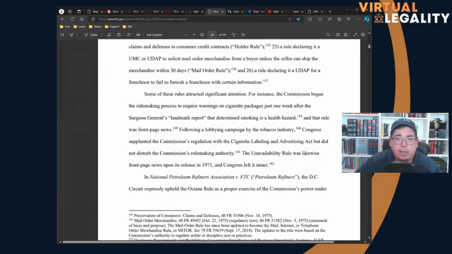For instance, the Commission began the rulemaking process to require warnings on cigarette packages just 1 week after the Surgeon General's landmark report that determined smoking is a health hazard. And that rule was front page news. Following a lobbying campaign by the tobacco industry, Congress supplanted the Commission's regulation with the Cigarette Labeling and Advertising Act, but did not disturb the Commission's rulemaking authority.